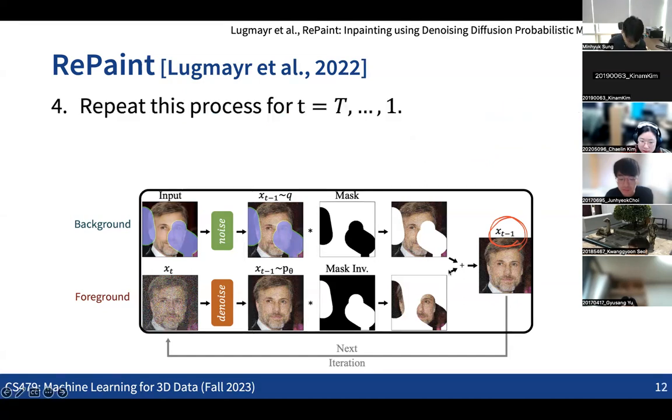So basically, what we can see here is that in the way we are running the reverse process, we are not just directly using each of the x_t, the noisy images, but we are combining them with the noisy images coming from the background, perturbed until the same time step. And then we are compositing these two images and using that for the reverse process.